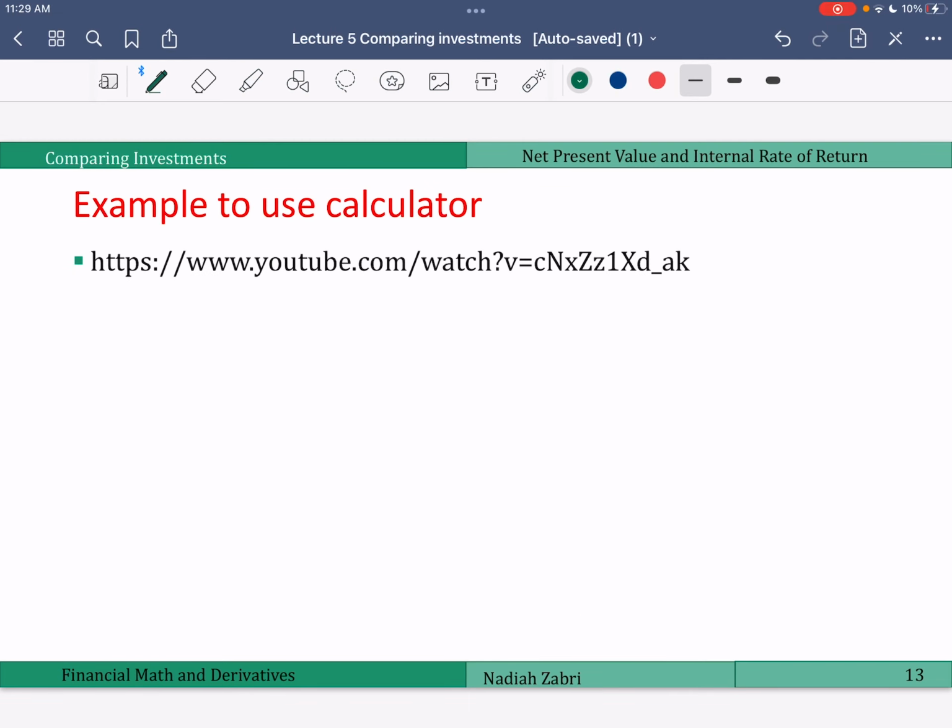Okay, calculation of IRR actually can also be done with our financial calculator. Here I attach a YouTube video for you to see how that can be done. Personally, I would just prefer using Excel and using GoalSeek because the steps for this using financial calculator is quite long. However, you can try yourself and see which one you would prefer.